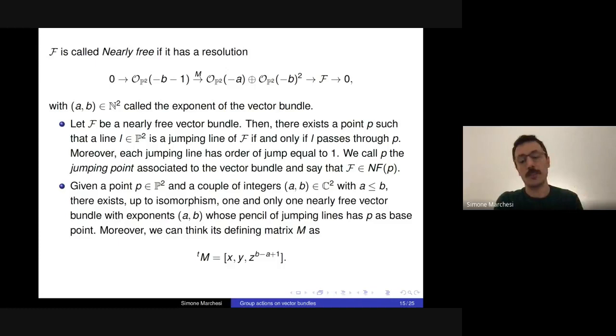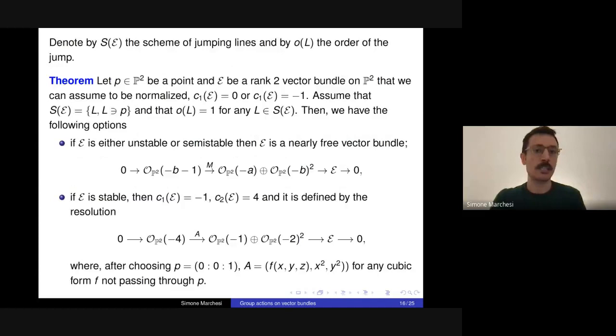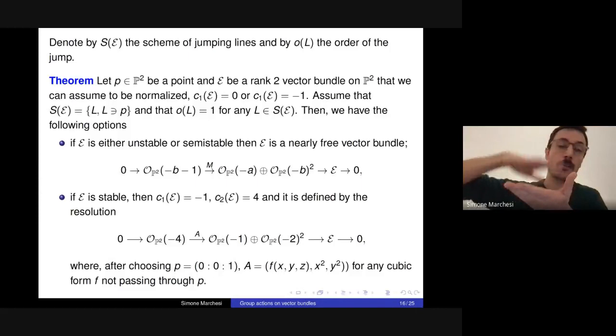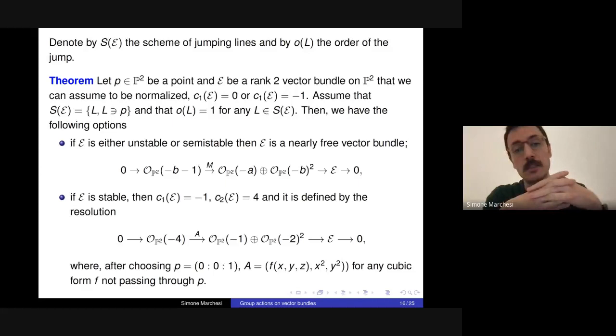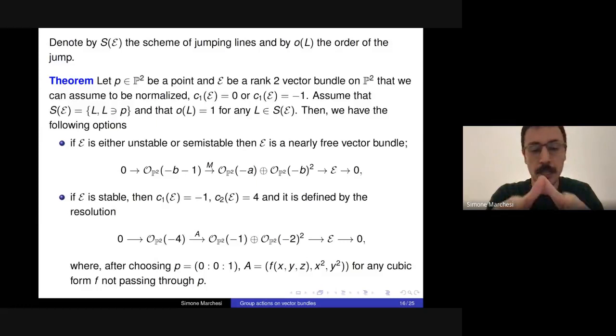And looking at this specific configuration of the jumping lines, we thought, well, do they indeed characterize nearly free vector bundles? And we arrived at the conclusion that it is almost so. Why? Well, if I denote by S(E) the scheme of the jumping lines in the dual projective plane, and by the order of jump that I defined before, then if you consider a rank two vector bundle on P2 and a point, and we suppose that all the jumping lines of the bundle are the ones passing through the point and with order one, then we have two options. In general it doesn't characterize nearly free, but if the bundle we started with is unstable or semi-stable, then E is indeed nearly free. And I just recall here the resolution.